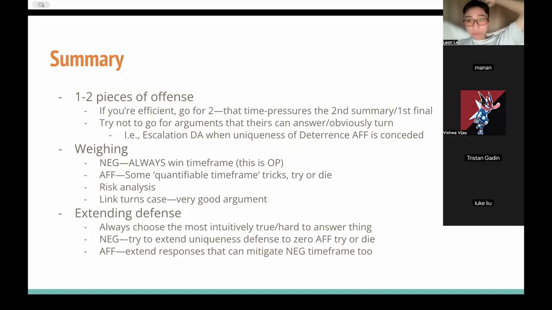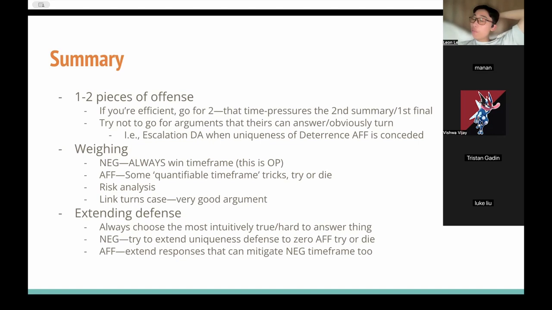And in terms of choosing what arguments to go for, you should try not to go for arguments that theirs can obviously answer or turn. So, for example, if you can see defense on a deterrence AF or something that Russia will attack now, you obviously shouldn't go for the escalation DA that the AF causes Russia to attack because it's non-unique, which means they can just cross-apply uniqueness and be like it's try or die.